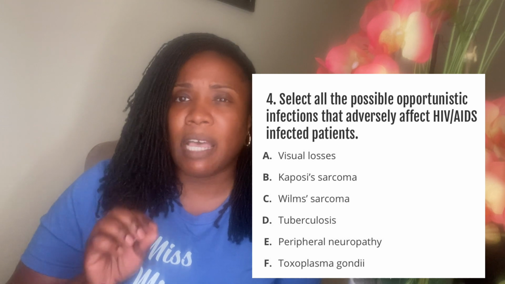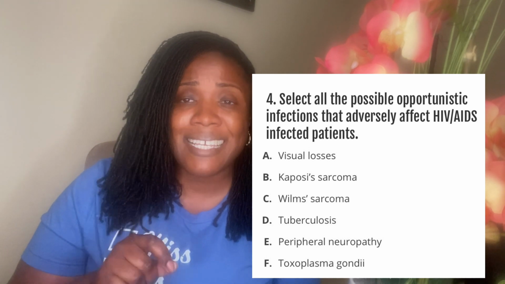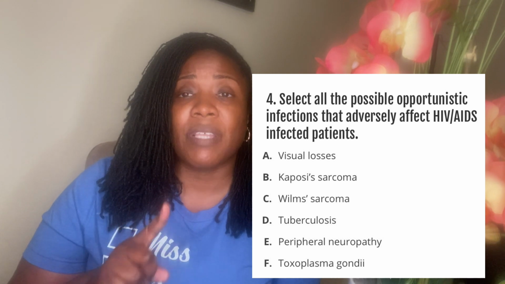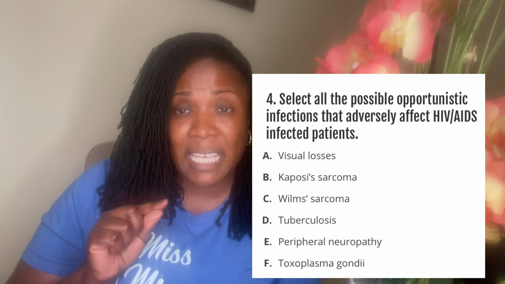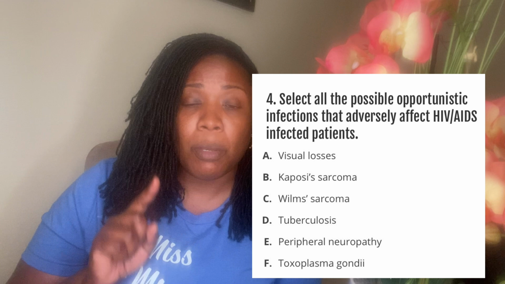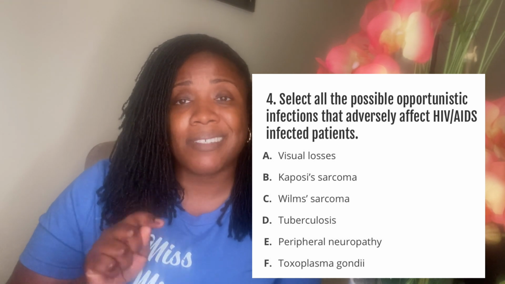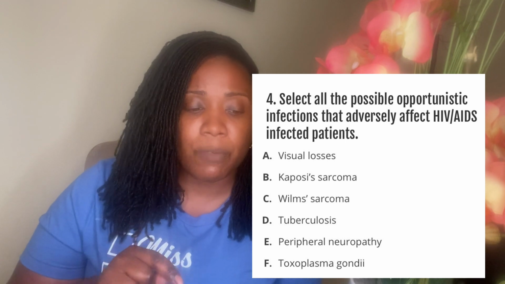Wilms sarcoma is not one. Tuberculosis is most definitely one. Tuberculosis is an opportunistic infection that would affect someone with HIV or AIDS. That's a biggie. So if you don't remember anything else, please remember tuberculosis. Patients who have HIV or AIDS are susceptible to tuberculosis.